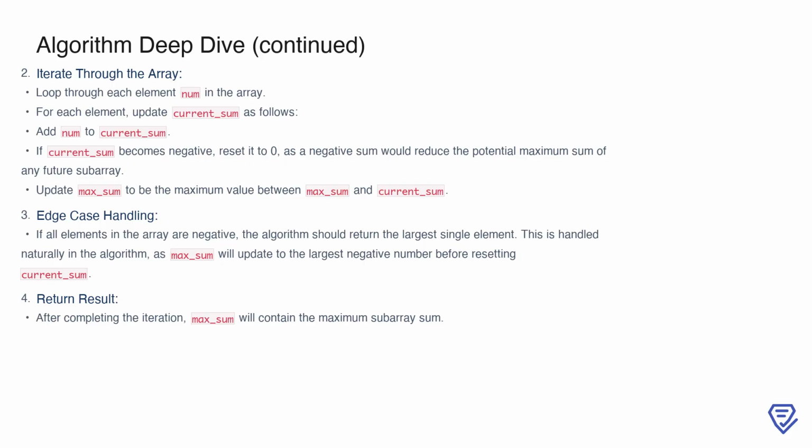Additionally, the algorithm naturally handles edge cases, such as arrays with all negative numbers, by ensuring max_sum updates to the largest single element before resetting current_sum. Once the iteration concludes, max_sum contains the maximum subarray sum, which we return as the result.